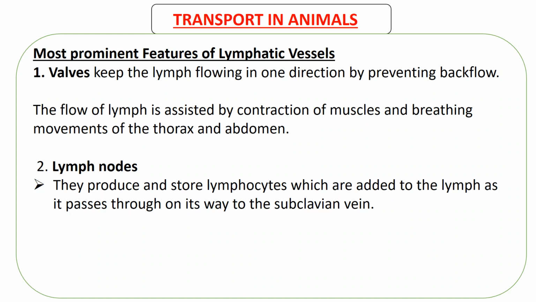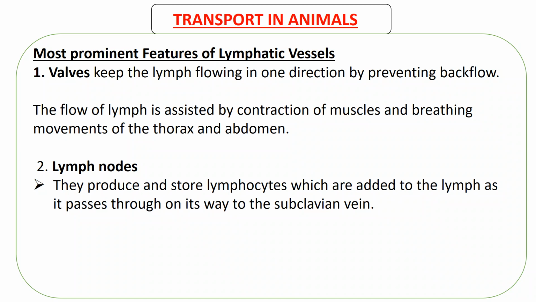Now the lymph nodes produce lymphocytes, the white blood cells, which are meant to defend the body against infection. Once the lymphocytes are produced, they are kept till when they are ready to be moved. Then at some point they are secreted into the lymph, and the lymph is taken to the subclavian vein so that the lymphocytes are part of the blood.